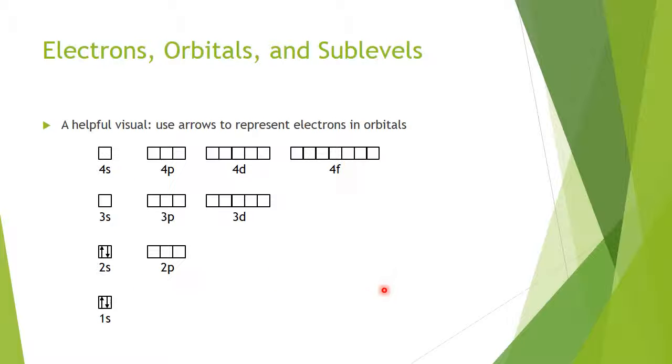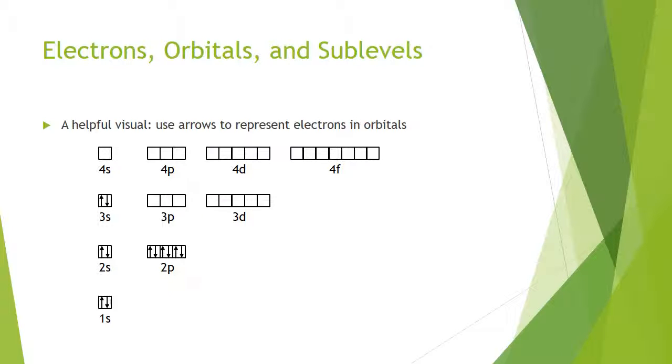Now let me go to my 2p here. Well, each orbital can hold 2 electrons. So notice I have 2 electrons in this first orbital. I can't put any more electrons there, but I still have 2 more orbitals left. I can put 2 electrons in each of them, for a total of 6 electrons in the 2p sublevel. And that will be the same case with 3p and 4p.